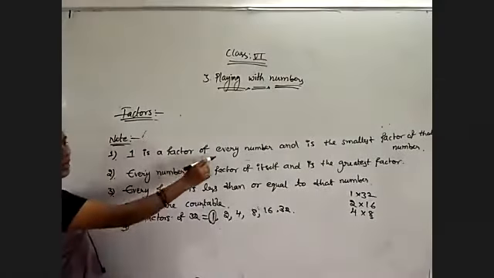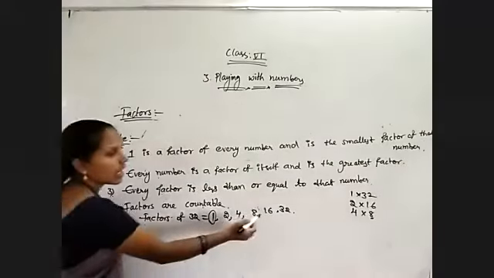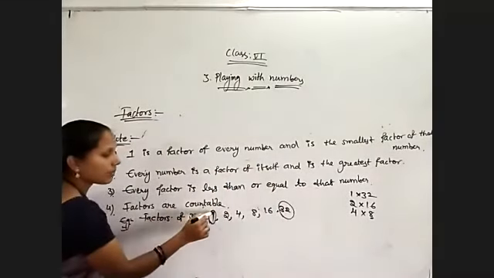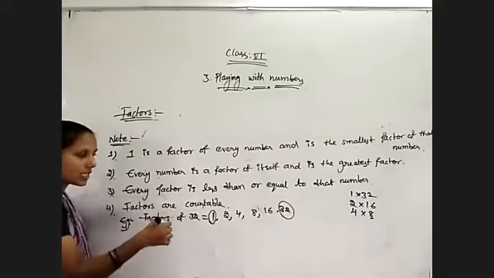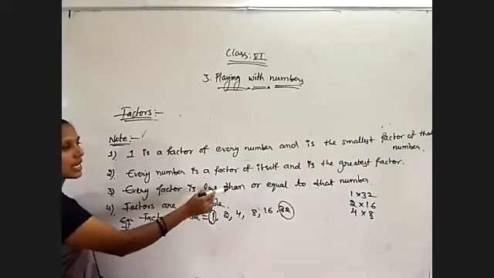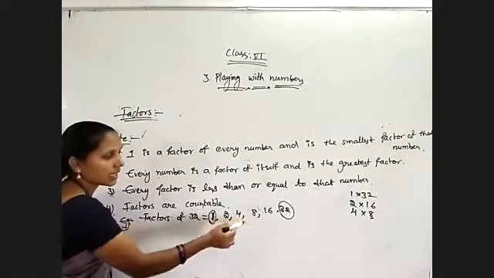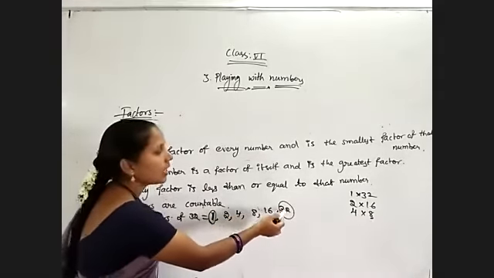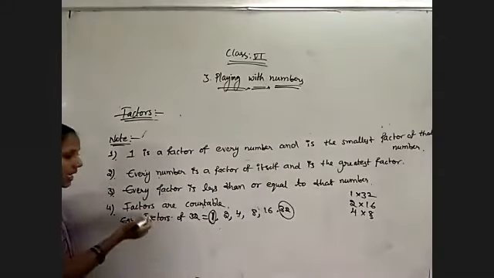So these are the different factors of 32, and the smallest factor is 1. 1 is a factor of every number and it is the smallest factor, and that number itself is the greatest factor. So every number is a factor of itself. And every factor is less than or equal to that number. So 1 is less than 32, 2 is less than 32, 4 is less than 32, 8 is less than 32, 16 is less than 32, 32 is equal to 32. But we never get factors larger than the number.